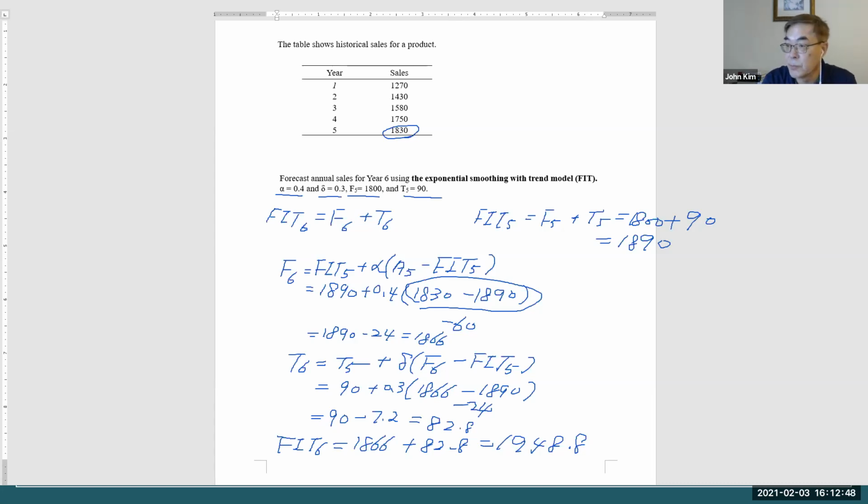So for solving this problem, figure out this one. After that, plug in and then calculate.